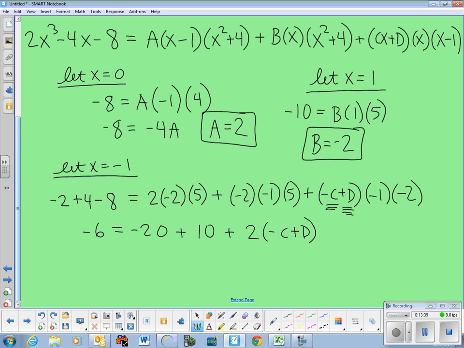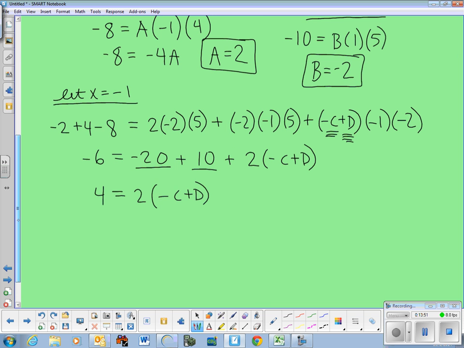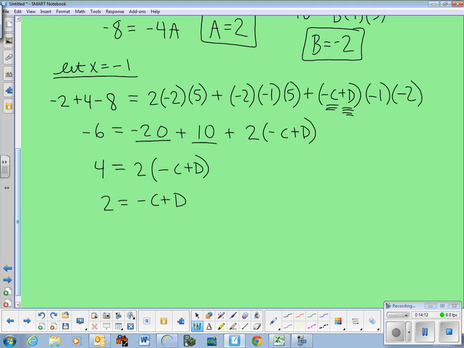All right, so let's see, negative 20 and 10, that's negative 10, so I'm going to add 10 to both sides and get 4 equals 2 times negative c plus d. And I'm going to divide both sides of that by 2 and get 2 equals negative c plus d. Now, I did not get c or d isolated, but I did get a simple equation involving c and d. So what's going to happen is I'm going to do that again and get a simple little system of 2 equations. Let's let x be 2 now, which is another fairly convenient number that I haven't used yet.